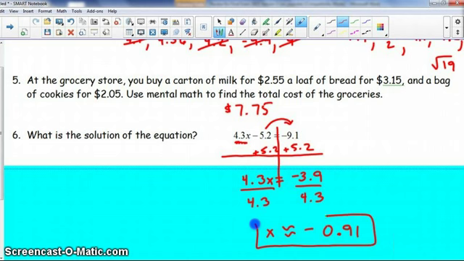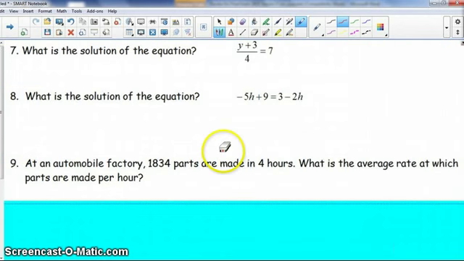And that's because I rounded, I needed to use the approximately signs. Number 7 says, what is the solution to the equation? So what we have to do is undo this division, and undo the addition. And we've got to get rid of this bottom number, the denominator, before we do anything else. So to undo division, we multiply both sides by 4.